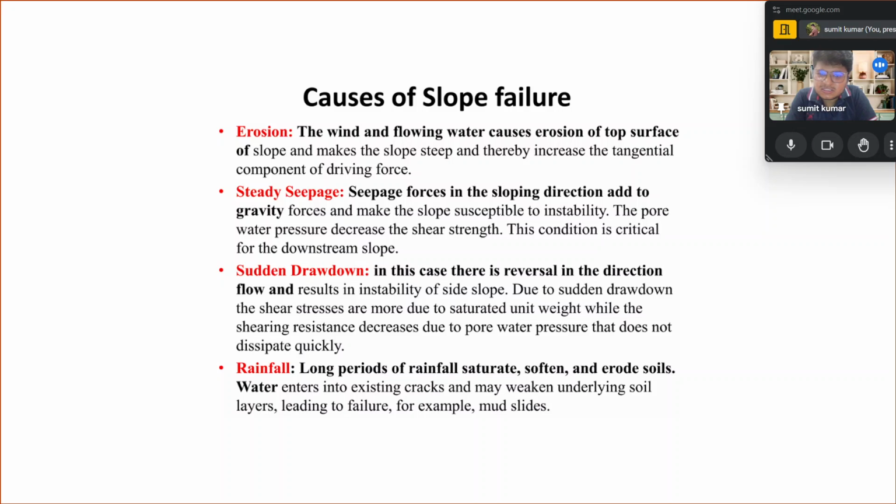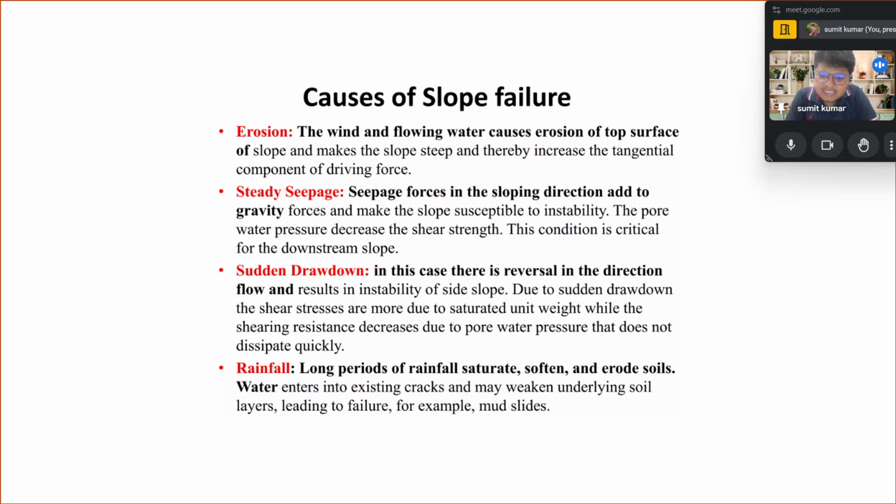The second cause of slope failure is steady seepage. The seepage forces in a sloping direction add to the gravity forces and make the slope susceptible to instability. The pore water pressure decreases the shear strength. This condition is critical for the downstream slope.